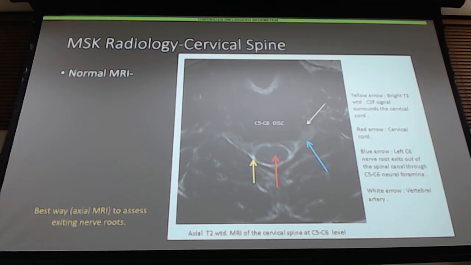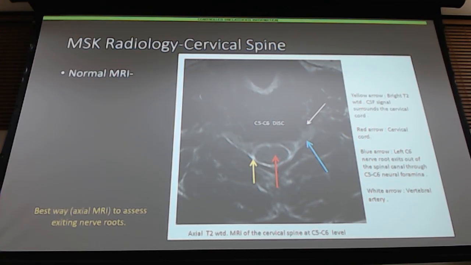But just understand, is that true between C7 and T1? I'm going to put that out there. Someone's going to look it up and let us know. And the nerve exits underneath T1, because that says C7, T1, right? Okay. So we'll keep moving.